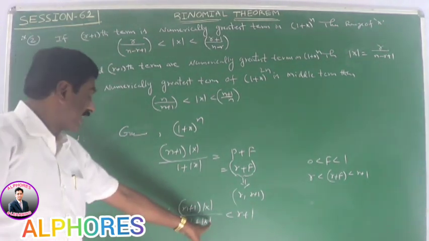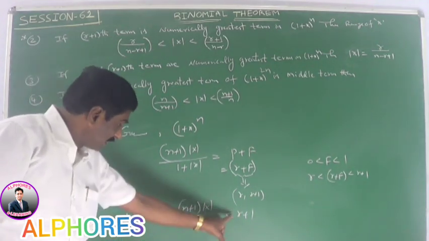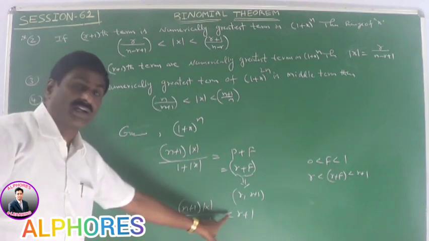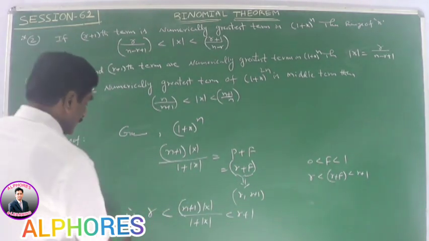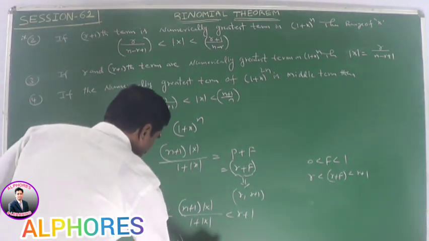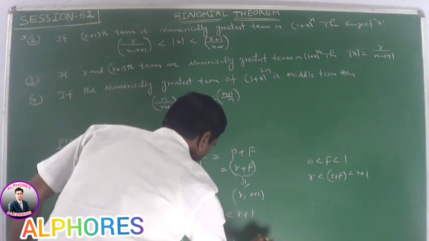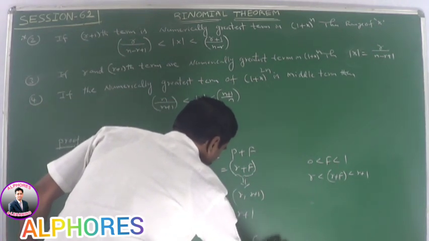1 is a positive value, mod x is a positive value. So after multiplying each value by 1 plus mod x, the inequality is unaltered, as it is a positive value. That means r into (1 plus mod x) is less than n plus 1 into mod x is less than r plus 1 into (1 plus mod x).